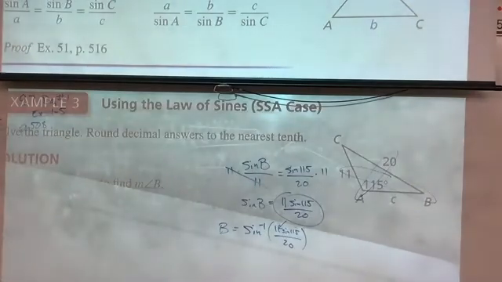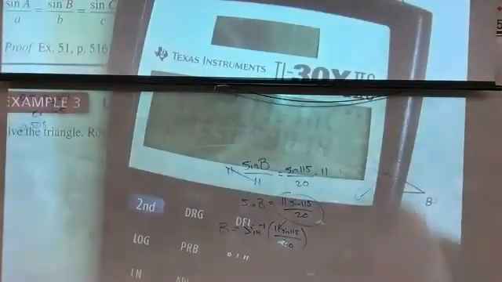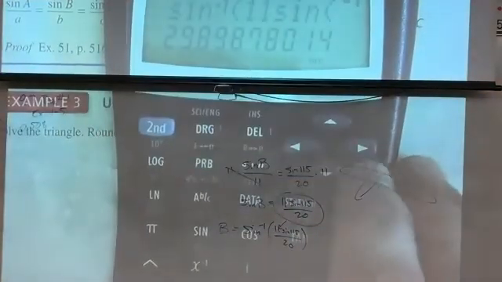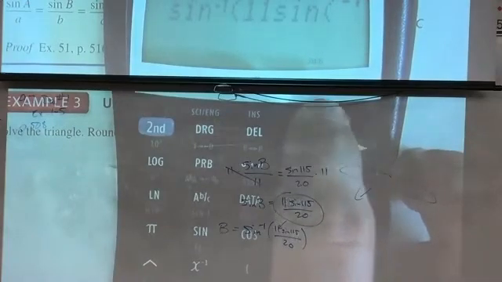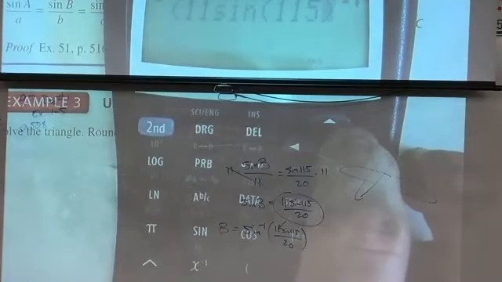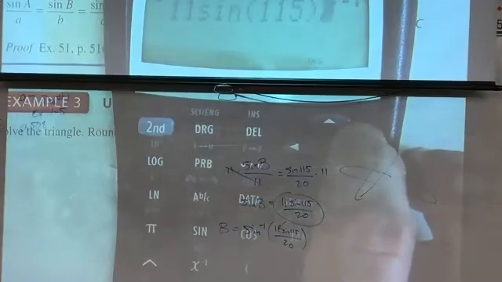So that's a lot to type in. We end up with 29.9 as our answer. One thing that we got to make sure of when we type that in: inverse sine opens up a set of parentheses, that's fine. We got 11, you don't need multiplication, so just 11 sine 115. But when you type in sine, that opens up a set of parentheses. You need to close that set of parentheses around the 115.